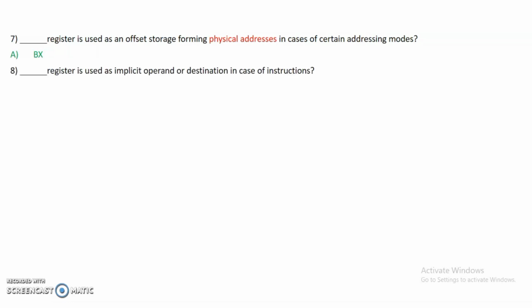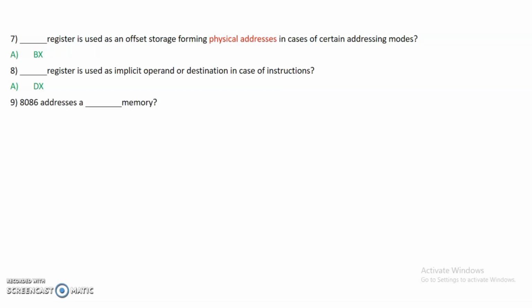Bit number 8. Dash register is used as implicit operand or destination in the case of instructions. The answer is DX. By using the DX register, you can either store an operand or store a particular value as destination.